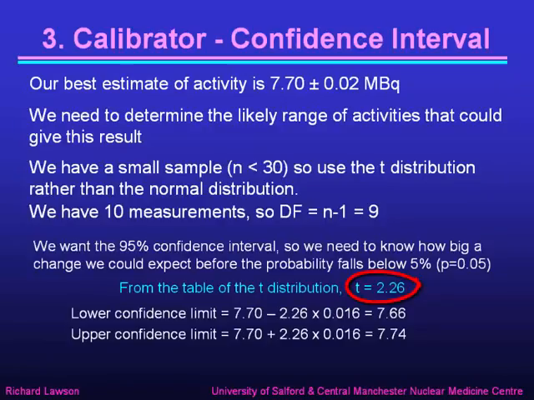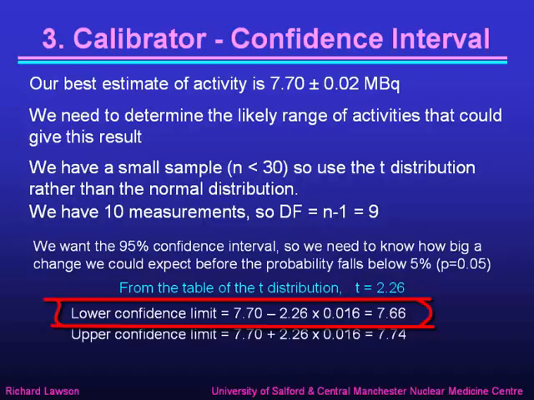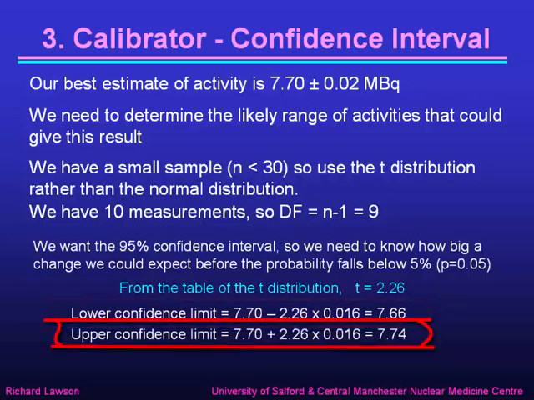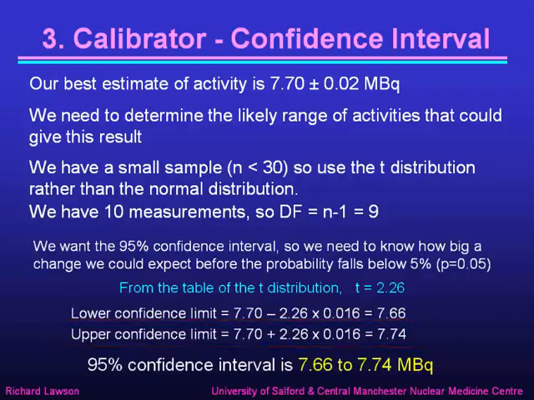So the lower confidence limit will be 2.26 times the standard error of the mean below the mean. In other words, it's 7.70, the mean, minus 2.26, the t-value, multiplied by 0.016, which is the standard error of the mean, and that comes to 7.66. Likewise, the upper confidence limit is the mean plus that, which comes to 7.74. So we can say that our 95% confidence interval is from 7.66 to 7.74.